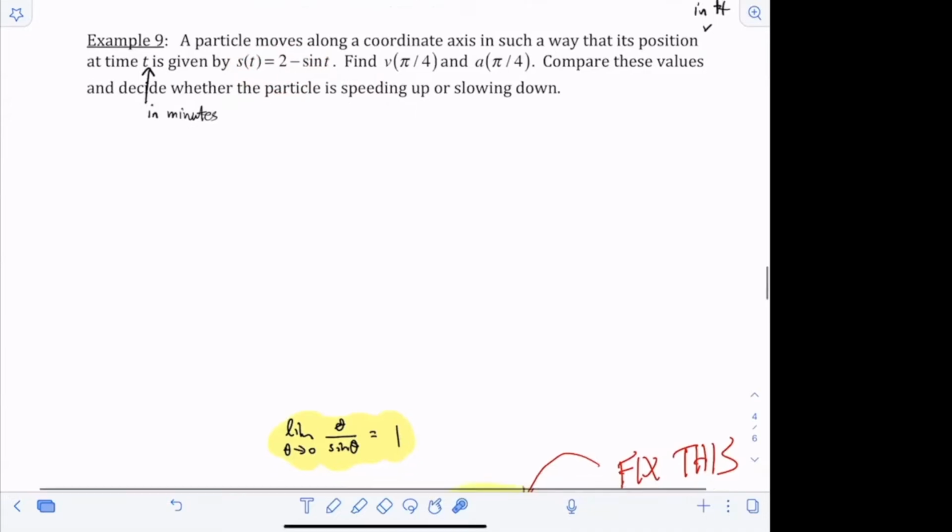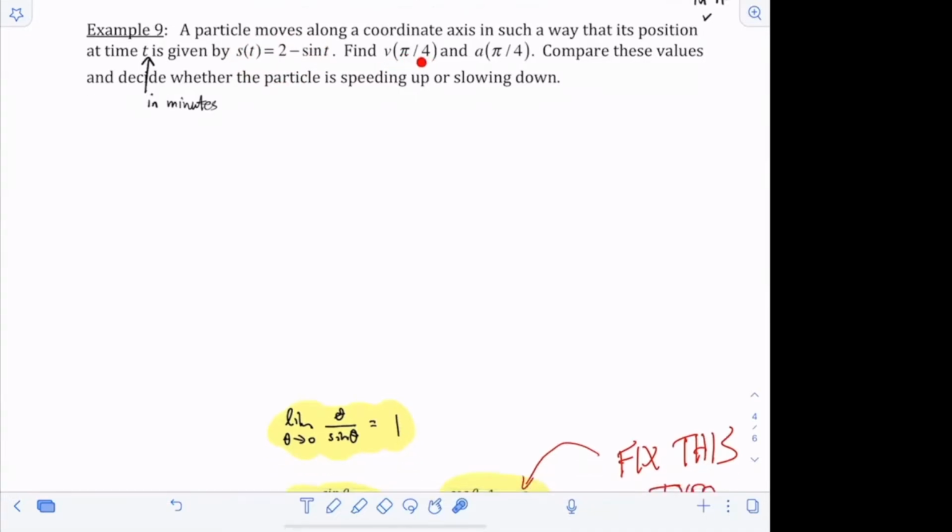And they want us to find the velocity at a particular time of pi over 4 and the acceleration at a particular time of pi over 4. And then it says to compare these and decide whether the object is speeding up or slowing down. So before I do this problem, I want to address how we can tell if an object is speeding up or slowing down.